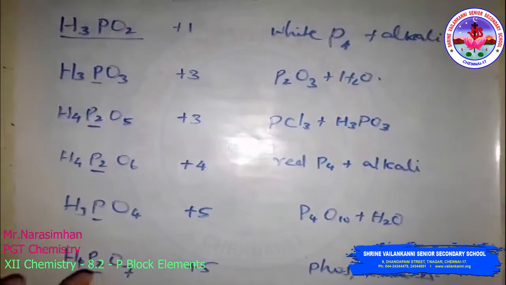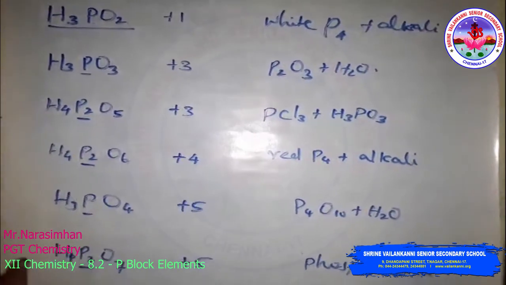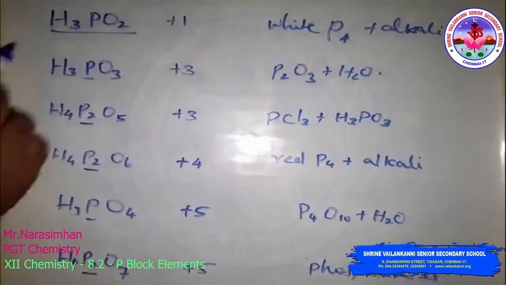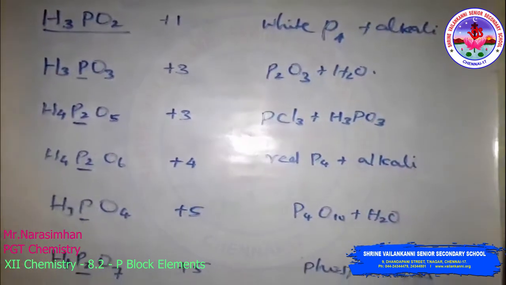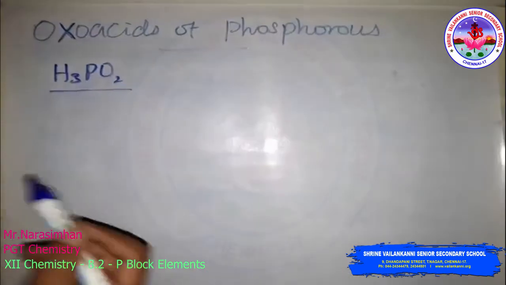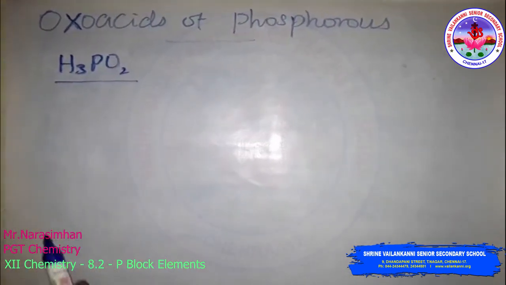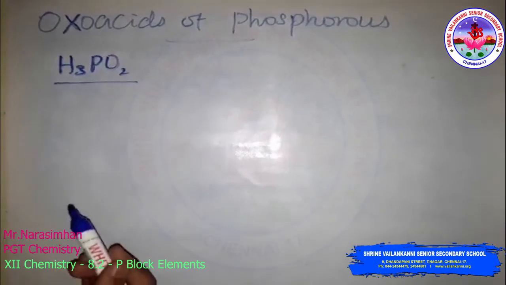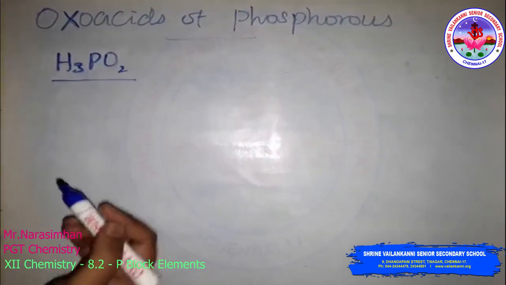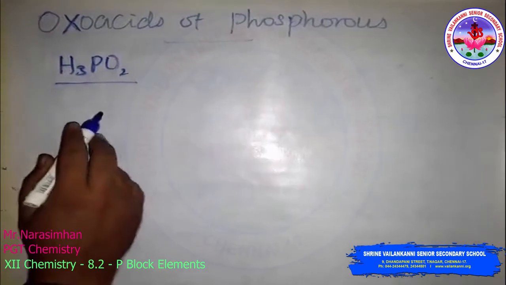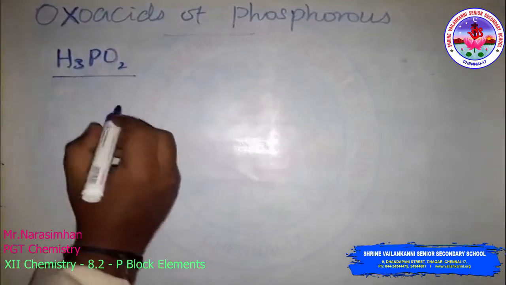So these are the very important oxo acids of phosphorus. A number of oxo acids are there, we discussed them, and some structures also we will learn here. Oxo acids of phosphorus structure. The first structure is H3PO2, hypophosphorous acid or phosphinic acid. The structure we can write first.